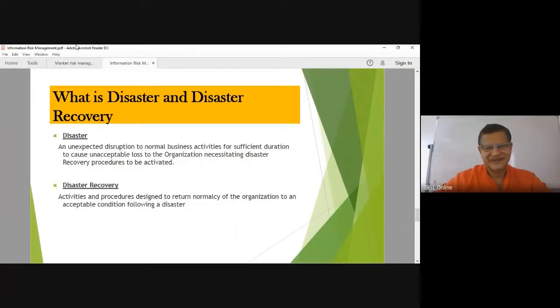Disaster also should have a recovery, and this recovery is generally written down so that business could function again into its normalcy. So activities and procedures designed to return the organization to normalcy are called disaster recovery planning. And so business continuity planning and disaster recovery planning will go hand in hand.